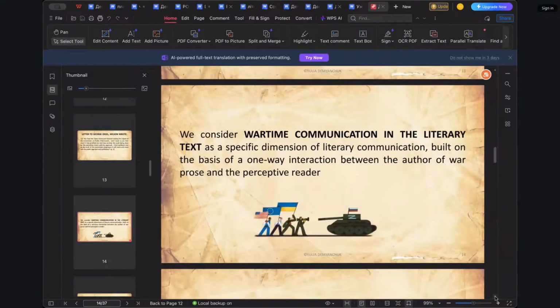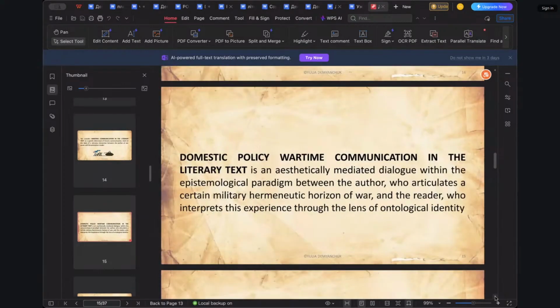We consider wartime communication in the literary text as a specific dimension of literary communication built on the basis of one-way interaction between the author of war prose and the reader. And in this aspect, it's important to notice that domestic policy wartime communication is an aesthetically mediated dialogue within the epistemological paradigm between the author, who articulates a certain military harmonistic horizon of war, and the reader, who interprets this experience through the lens of ontological identity.